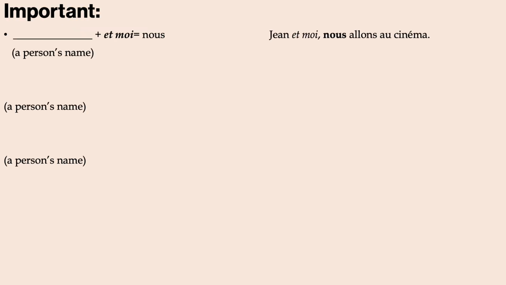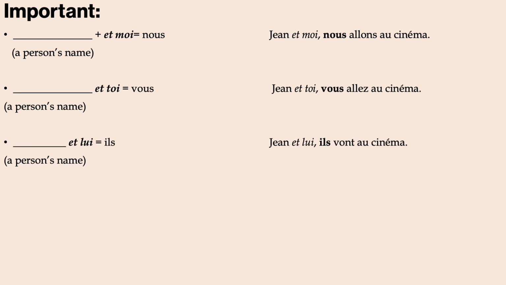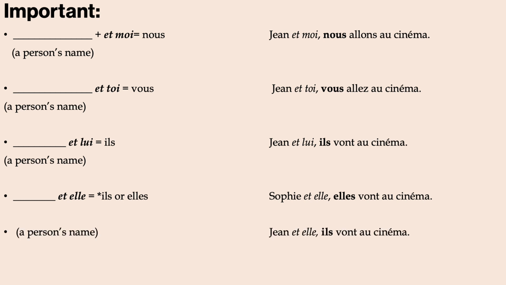Important. A person, their name plus à moi becomes nous. A person plus à toi becomes vous. A person plus à lui becomes ils. A person plus elle is ils or elles plural. If there's a male, then it must be ils plural. Okay? So just think about that.